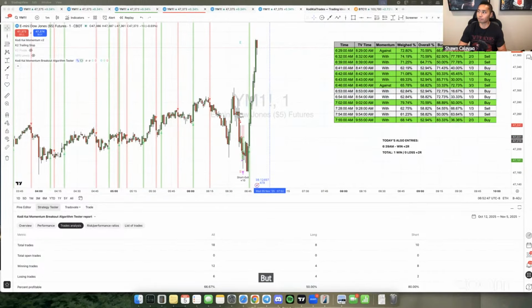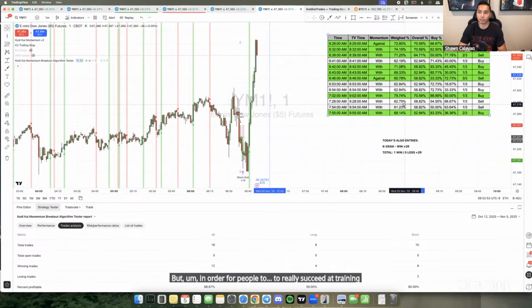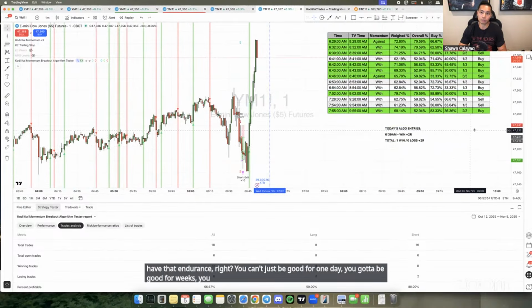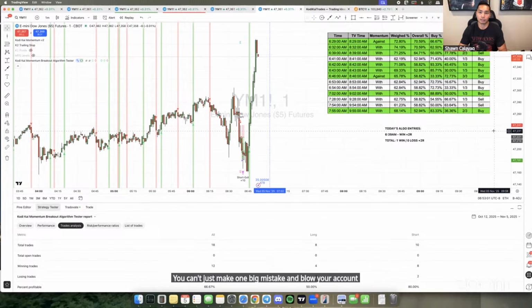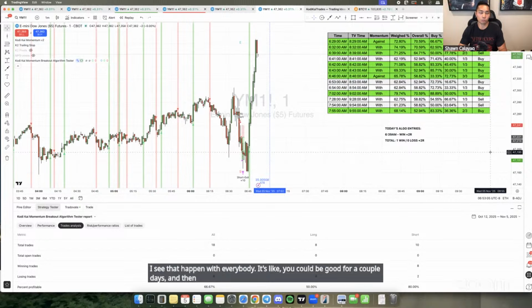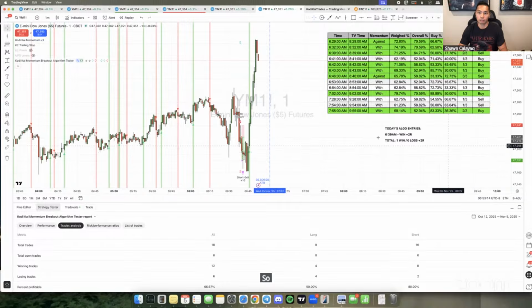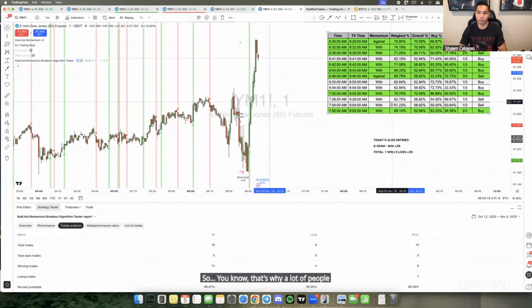But in order for people to really succeed at trading, you have to have that endurance, right? You can't just be good for one day. You've got to be good for weeks. You've got to be good for months. You've got to be good for years. You can't just make one big mistake and blow your account. I see that happen with everybody. You could be good for a couple days, and then one day you just overtrade, revenge trade, FOMO, whatever it may be, and then you end up blowing your account and you're back at square one. So, that's why a lot of people criticize the way I trade.